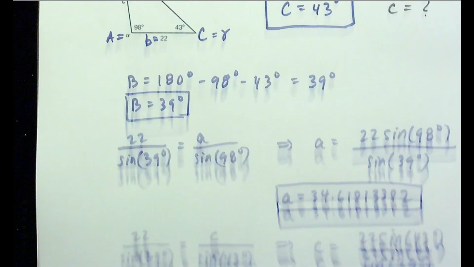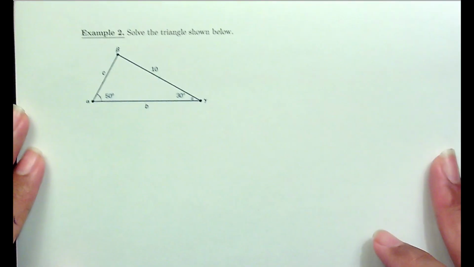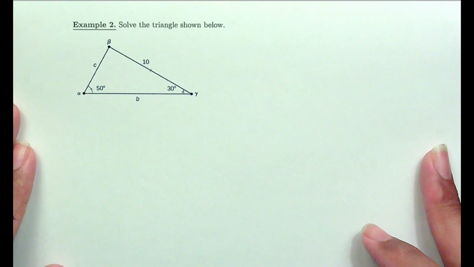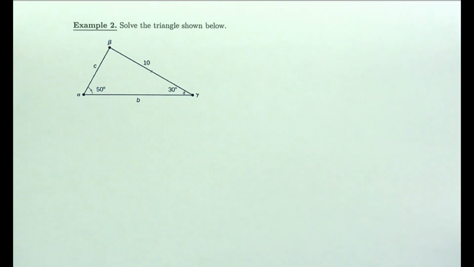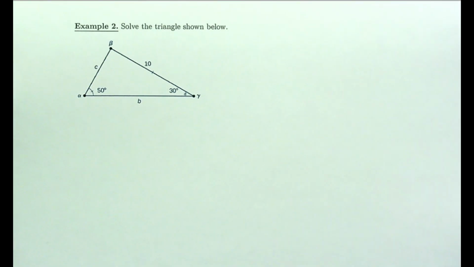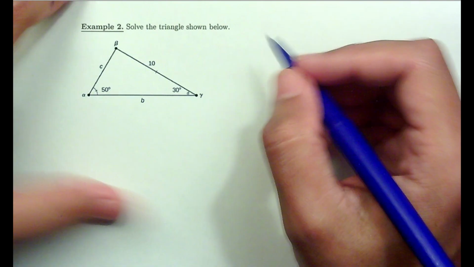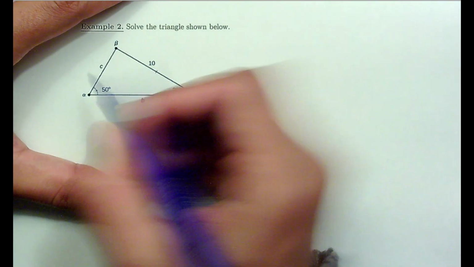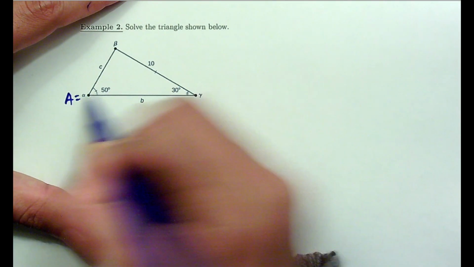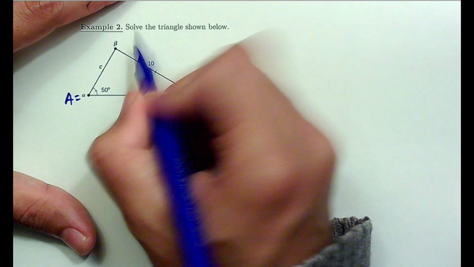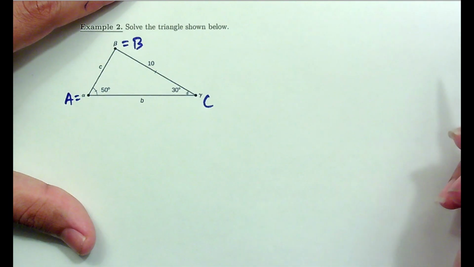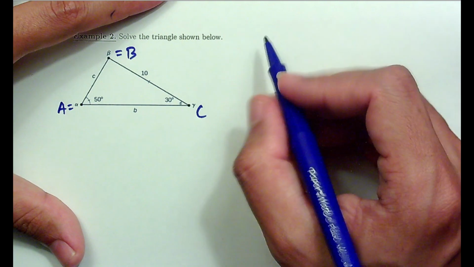So let's do one more example here. It says, solve the triangle shown below. In this case, we have a picture, but they could give us a problem without a picture. In this case, this would be capital A, this is capital C, beta goes with capital B, and they might give you the problem like this.